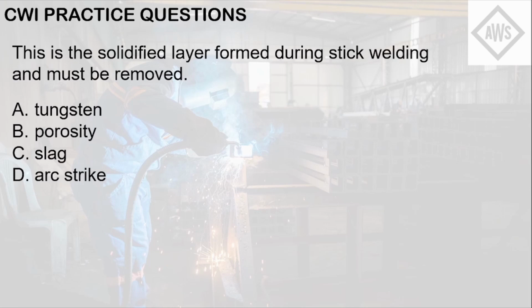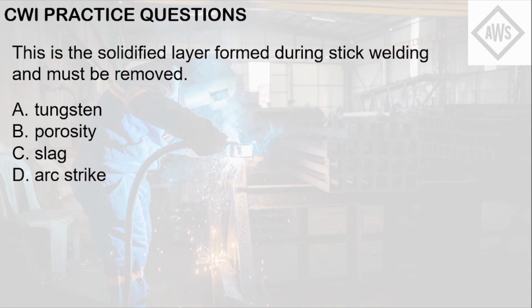Tungsten does not pertain to stick welding because the welding electrodes of stick welding do not contain tungsten. Letter B, porosity, is a weld defect caused by the entry of hydrogen molecules into the weld. Letter D, arc strike, is also a weld defect or discontinuity: the unintentional or intentional striking of the welding electrode on the base metal at or near the welded portion of the metal.